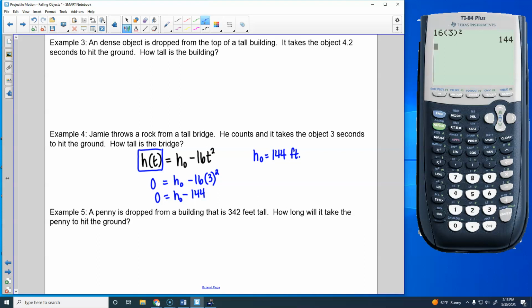What did we do on Monday? All right. So example 5: a penny is dropped from a building that is 324 feet tall. How long will it take for the penny to hit the ground? So, one thing really important for this is to know what the question is asking for, to know what variable you are going to find. What if my answer is how long? What kind of answer am I going to have here?